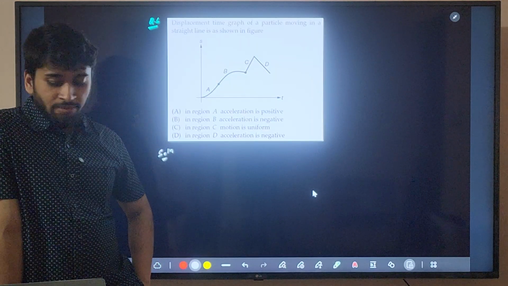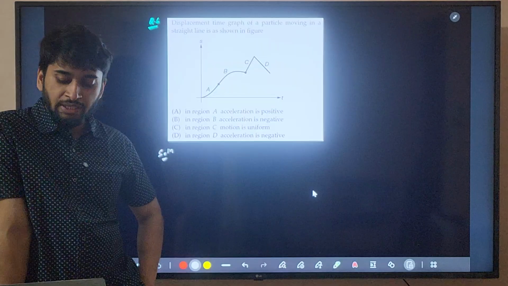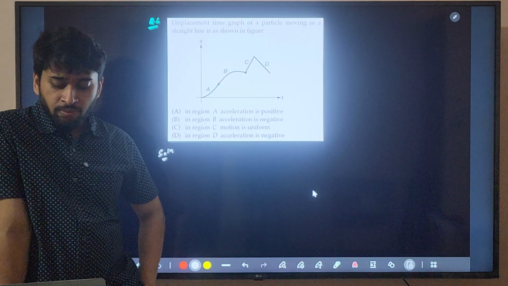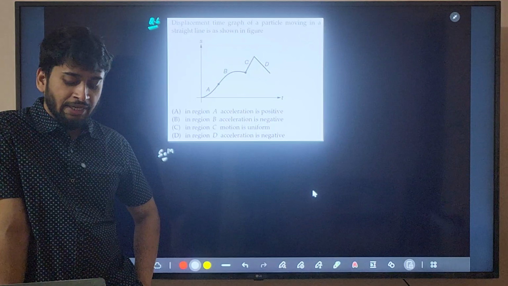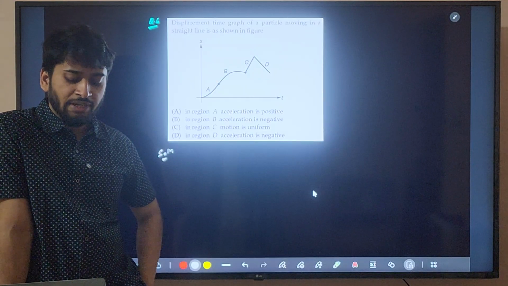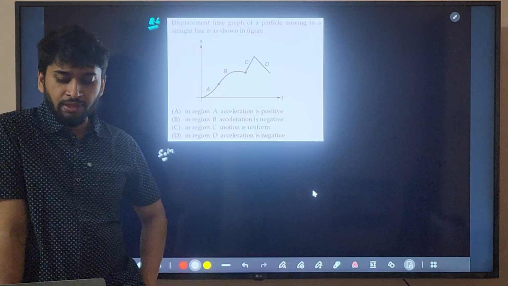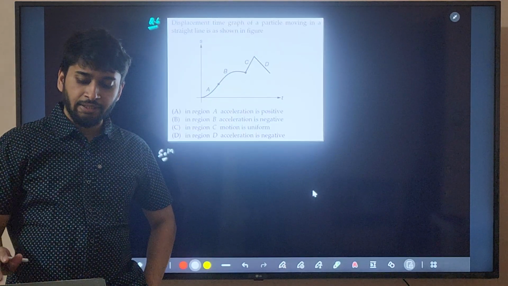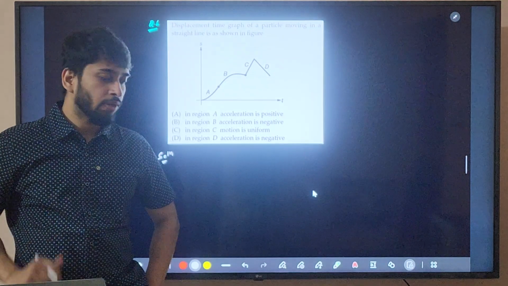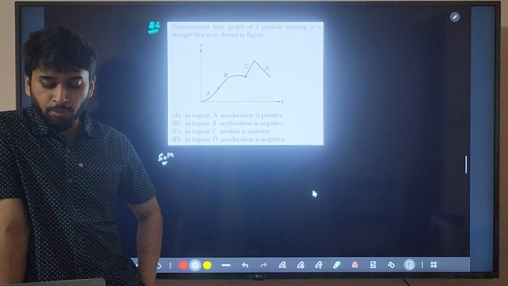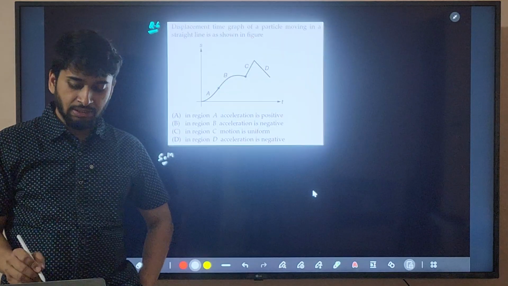Fine. So the displacement time graph of a particle moving in a straight line is as shown in the figure. The first option says in region A acceleration is positive. So we have to figure out which options are correct, right? There could be more than one correct answer also, just saying there could be a possibility. So here, which options seem correct?